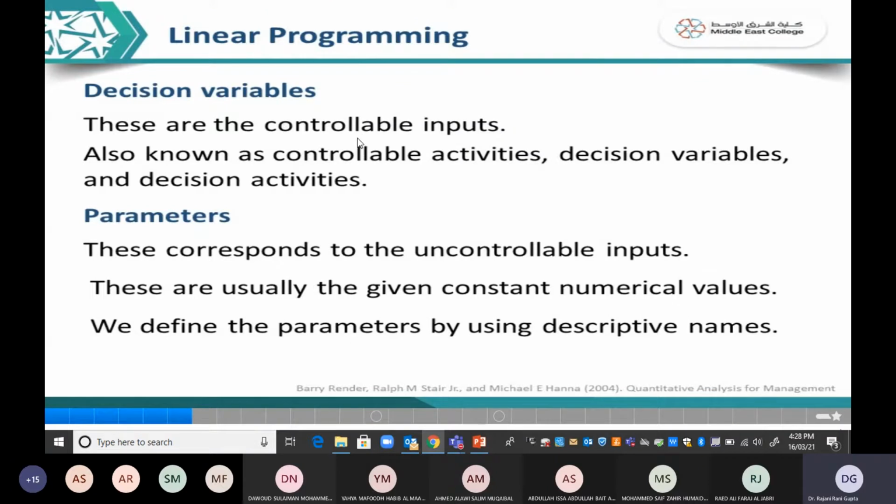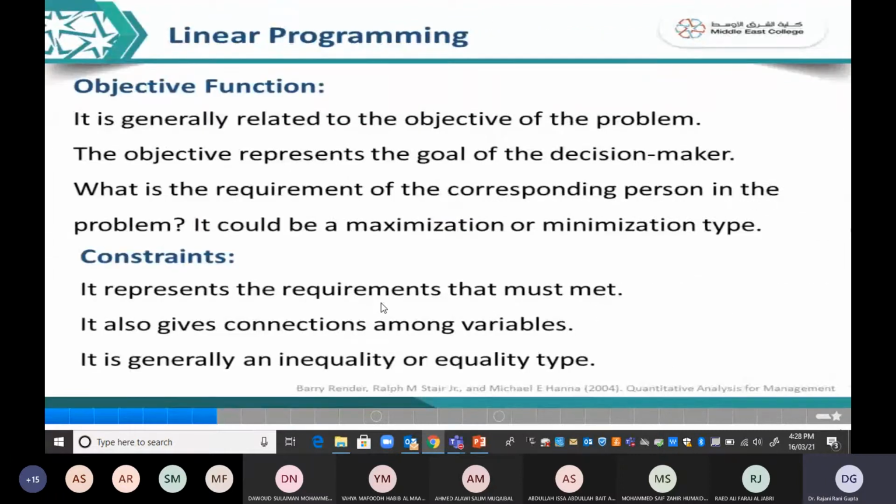Then we have the objective function. You need to determine what your purpose is, what you want to achieve at the end. You want to maximize a quantity or minimize it. For example, if it is related to sales, you want to maximize the sales so that your profit gets maximized. On the other hand, if it is related to purchasing, you want to minimize the cost so that things come under your budget. So depending upon the problem, it could be a maximization or a minimization. Hence your objective function will be either a maximization type or a minimization type.